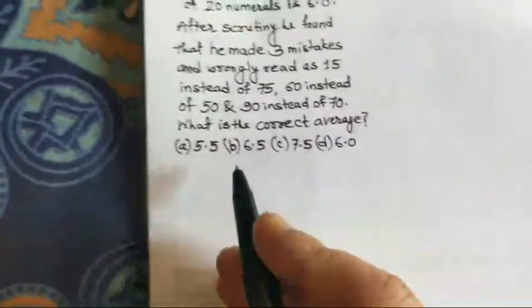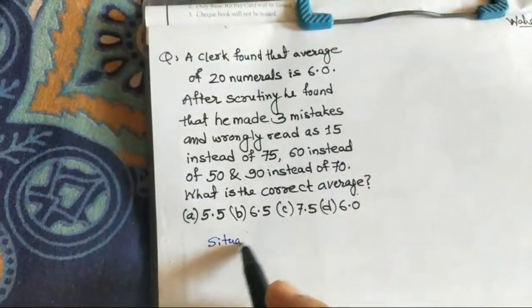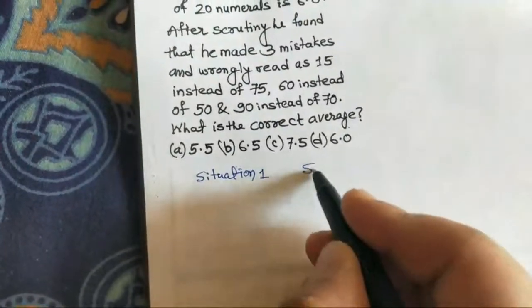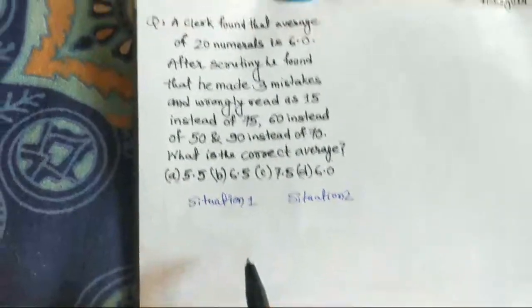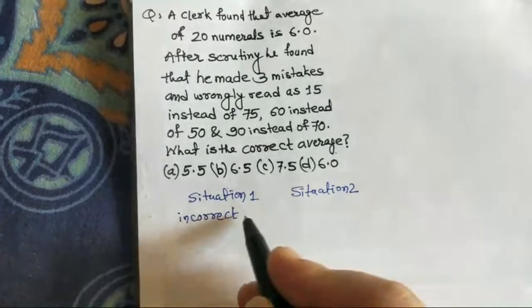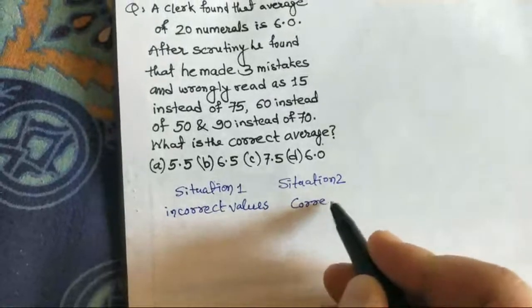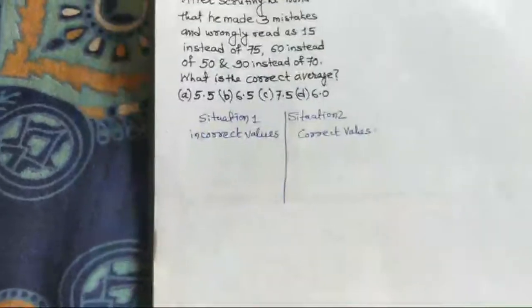Okay, so let us see how can we solve this. First of all, we have to see that it is the sum of two situations. First, we will take as situation 1, and the second situation is situation 2. Okay, why so? Because situation first is of incorrect values and situation 2 is for correct values.